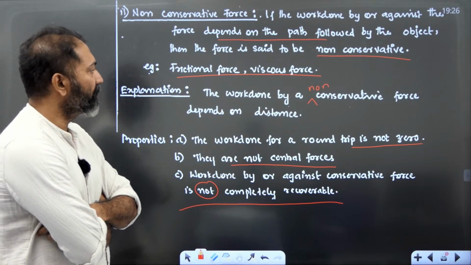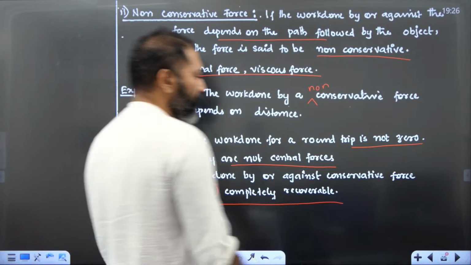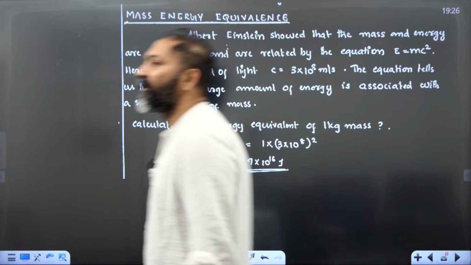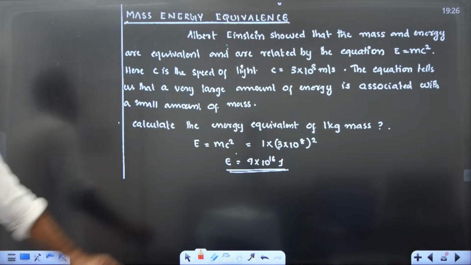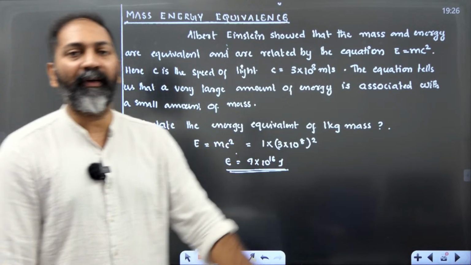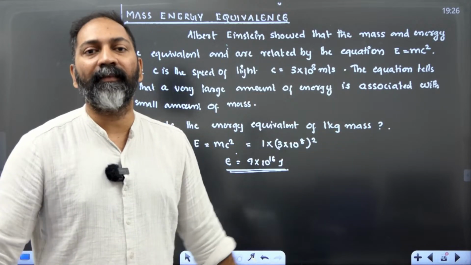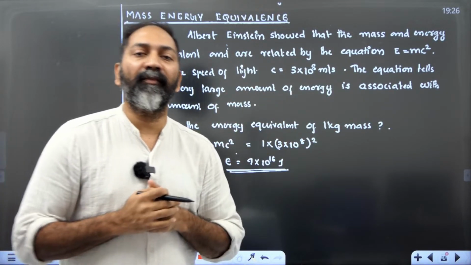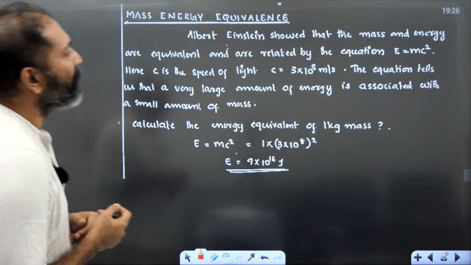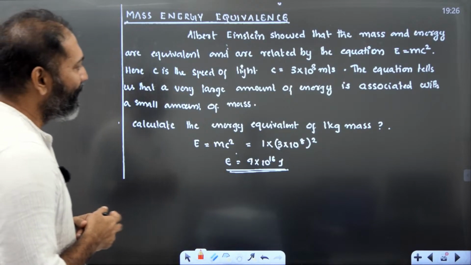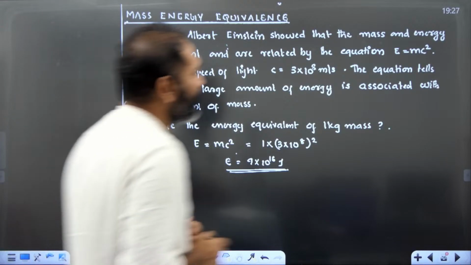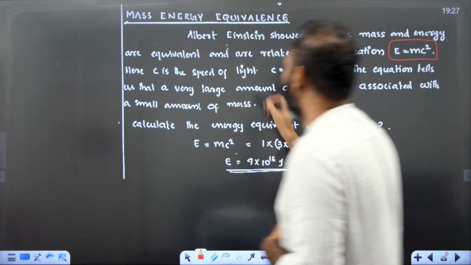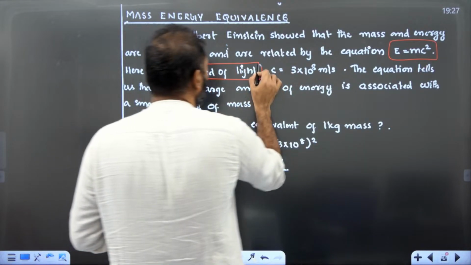All of you finish? So we were discussing conservative forces and non-conservative forces. Next, Albert Einstein's mass energy equivalence. Suppose you are going for an interview and somebody asks you, what is physics? You can simply say E equal to mc square, which is the most important equation of physics. Albert Einstein showed that mass and energy are equivalent and are related by the equation E equal to mc square. Here c is the speed of light.